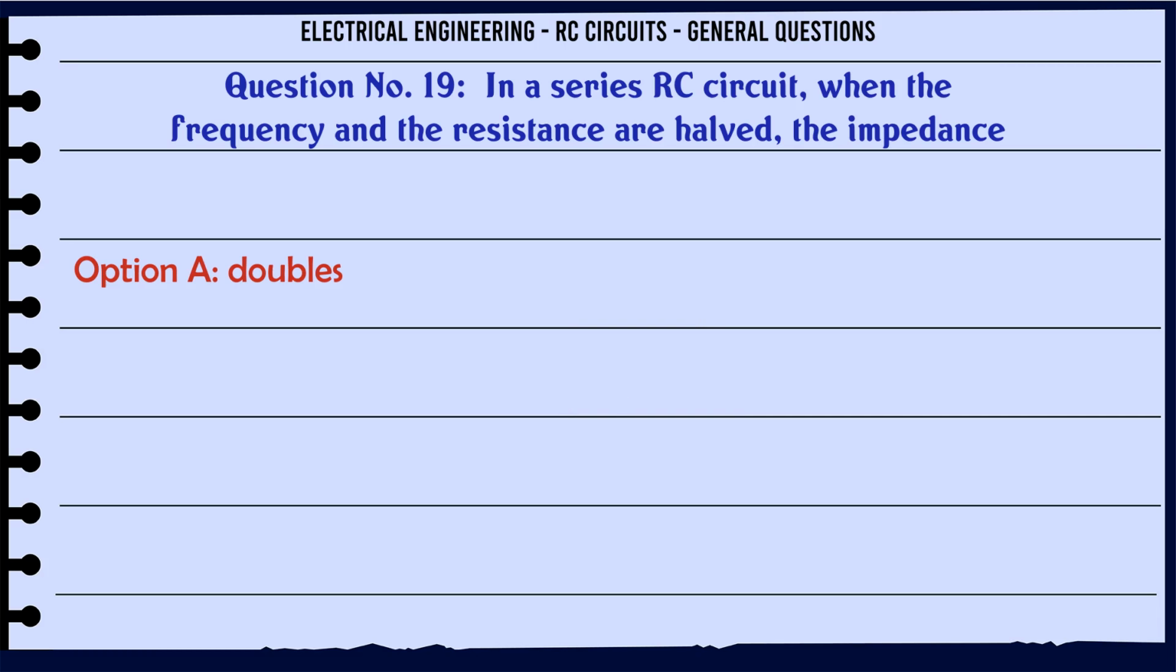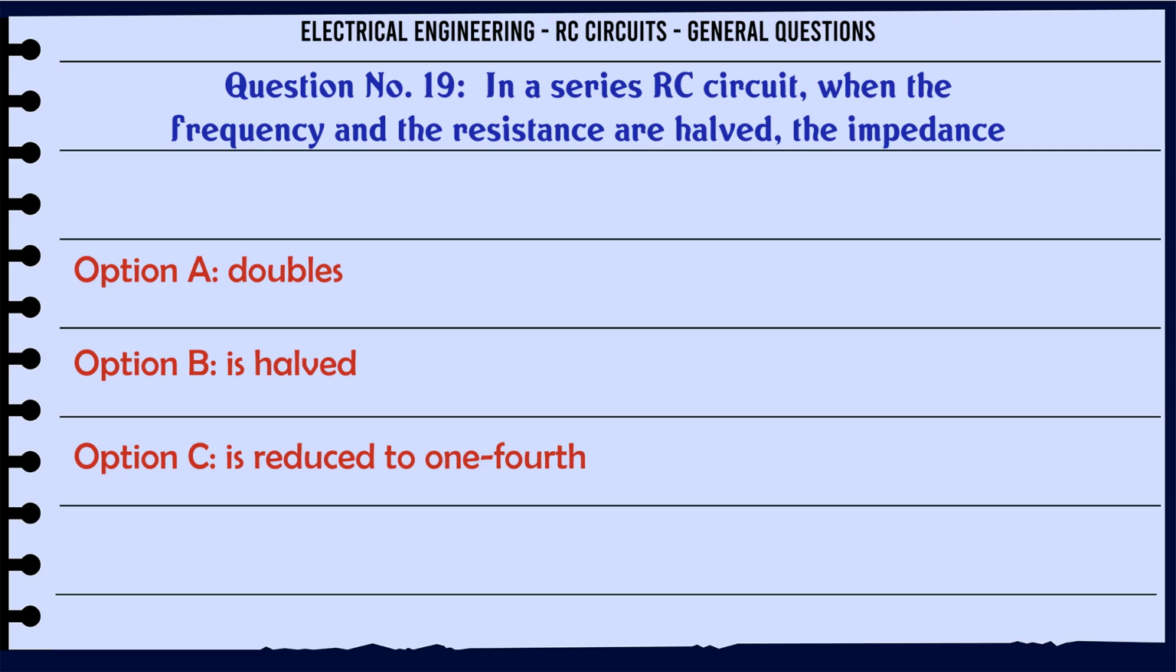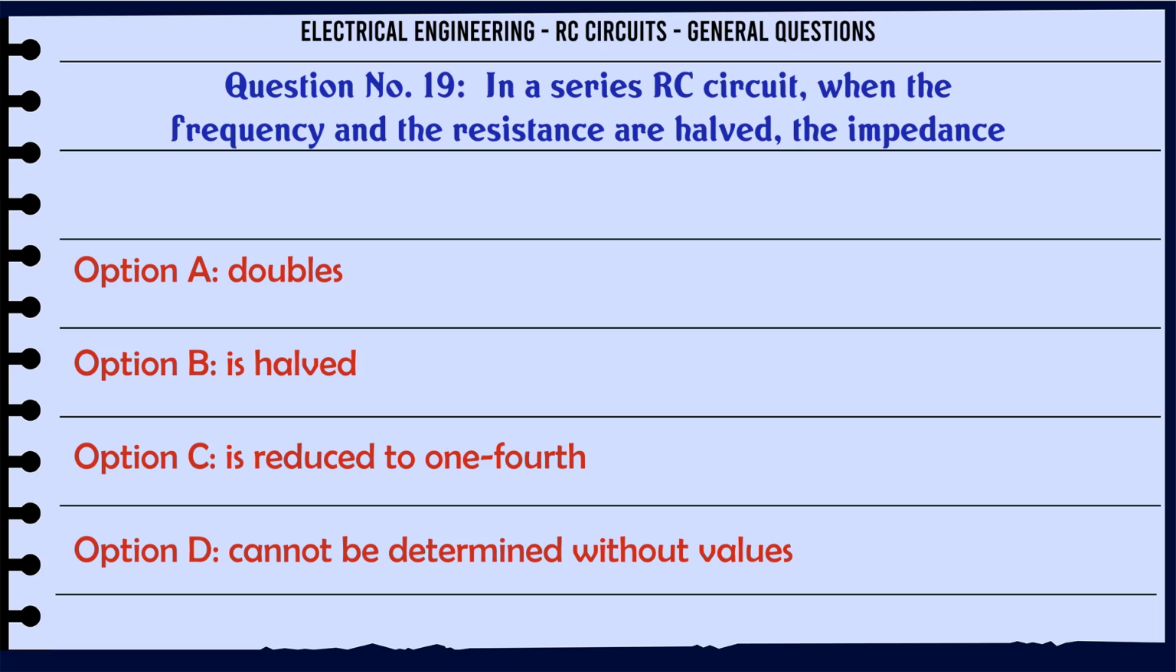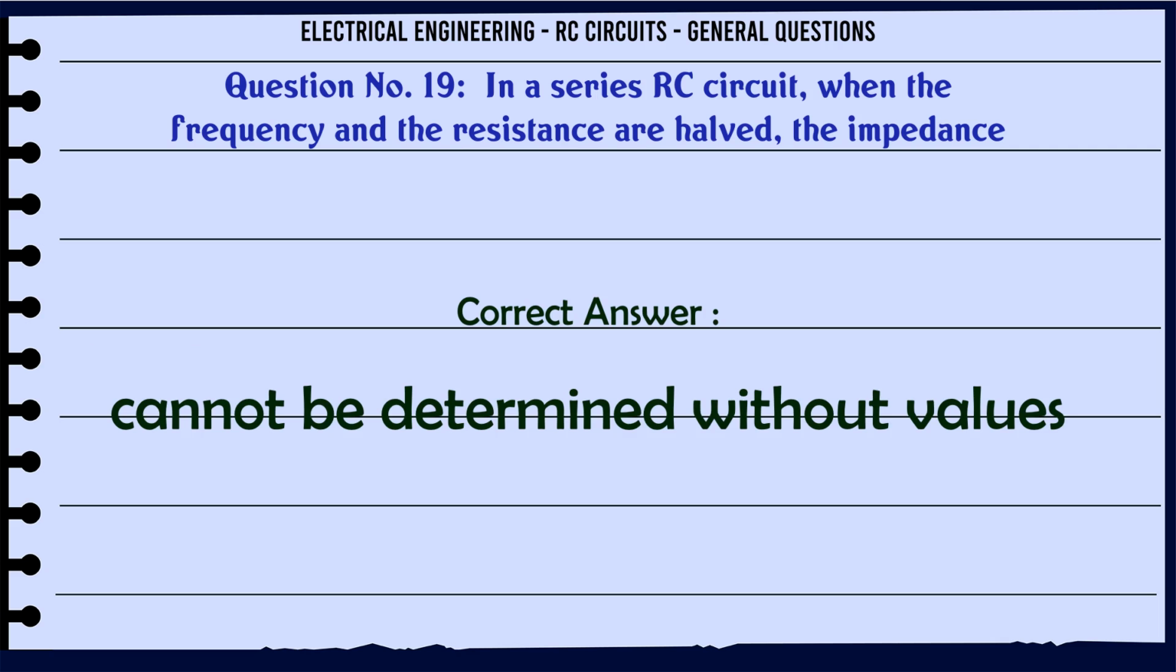In a series RC circuit, when the frequency and the resistance are halved, the impedance: A, doubles; B, is halved; C, is reduced to 1/4; D, cannot be determined without values. The correct answer is cannot be determined without values.